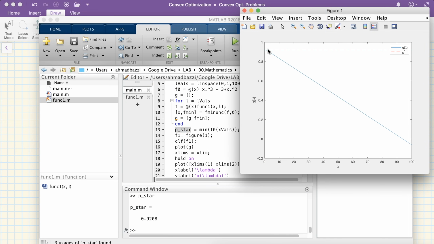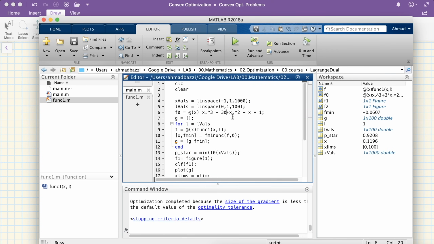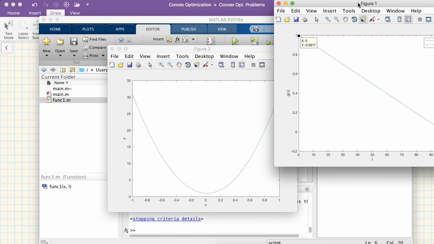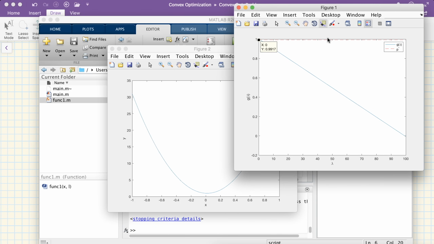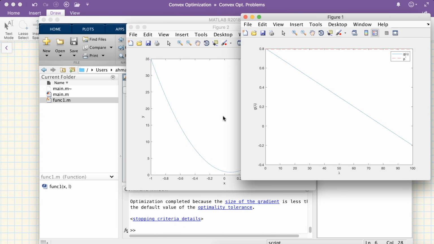0.92. Still reserved. So this is also upper bounded as well, right? Now, if I change this to a 30, the upper bound is now 0.99, right? Yes, 0.9917. Let's change the coefficient of x and run again, 0.8 something. As you can see, g of lambda is always upper bounded by p star. That's the point of this MATLAB simulation.